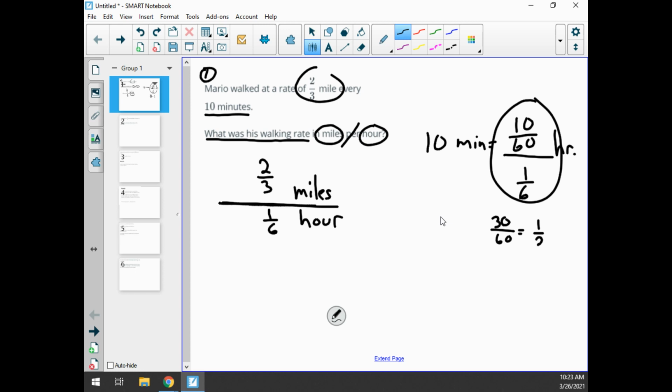This is a complex fraction, which means it's a fraction divided by another fraction. And when you have dividing fractions, you keep, change, flip. So keep, change it to multiply, and flip it to 6/1. And that will tell you how many miles per hour. That's problem number 1. Pause it if you need to, and then finish solving that equation.